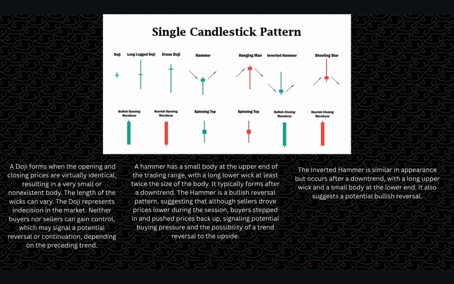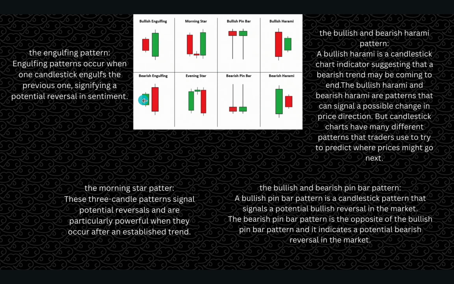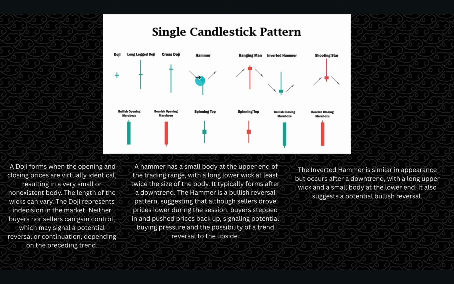Then we have the hammer. A hammer has a small body at the upper end of the trading range with a longer wick, at least twice the size of the body. It typically forms after a downtrend. The hammer is a bullish reversal pattern, suggesting that although sellers drove prices lower during the session, buyers stepped in and pushed the price back up, signaling potential buying pressure and the possibility of a trend reversal to the upside. So it's very similar to the bullish pin bar. I would say it's kind of the same, but it's called a hammer.